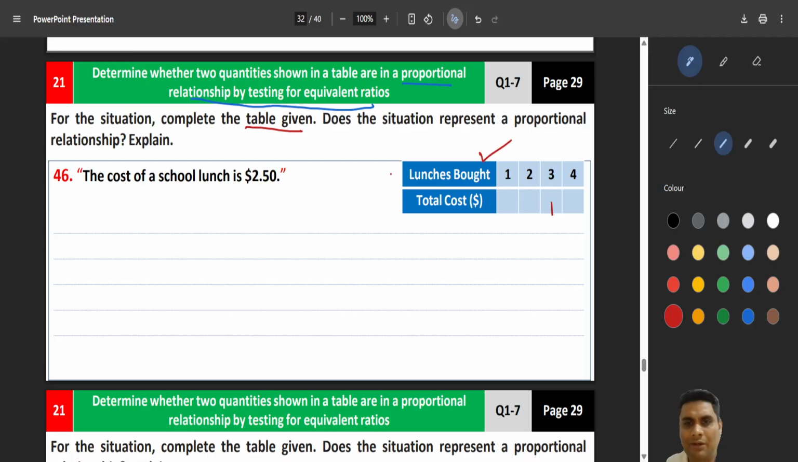Okay, what is this table about? This is about the number of lunches brought, how many lunches were brought. And here we are talking about the cost of the lunch. Now what is given in the question? The cost of a school lunch is $2.5. Yani the cost of one school lunch is how much? $2.5. So here it is 1. The cost of one is 2.5.